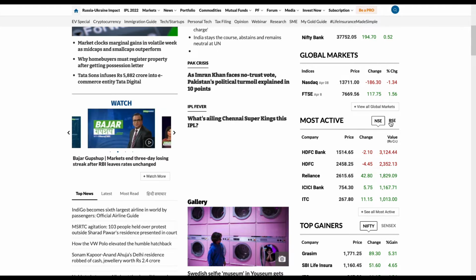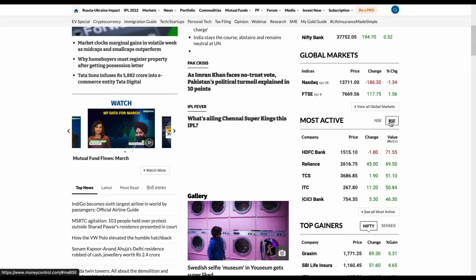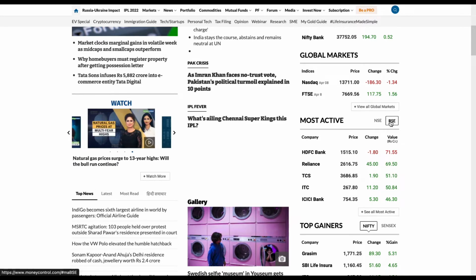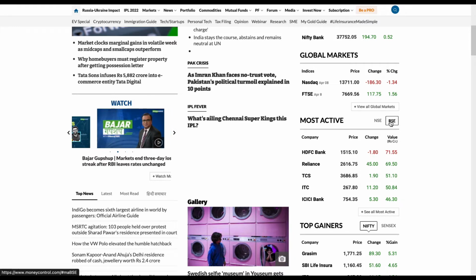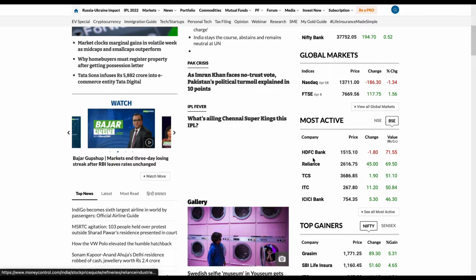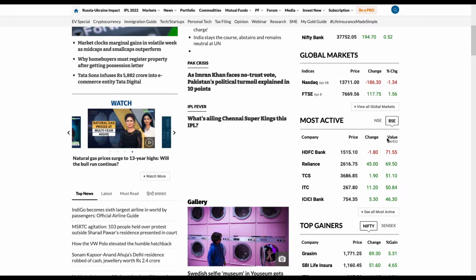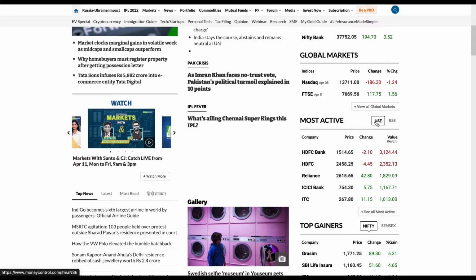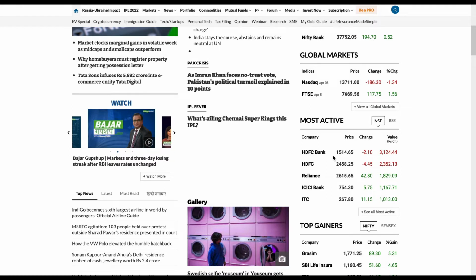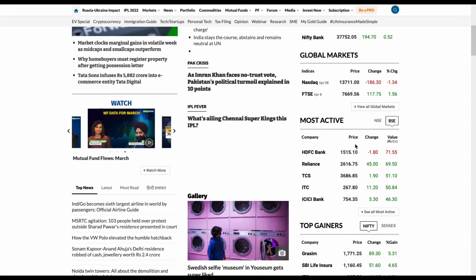Now, if you move on to the BSE, you will see a slight change in the names of the companies, because BSE entails more companies, and there can be more frequently traded stocks that are preferred in the BSE rather than the NSE. Here you can see HDFC Bank is similar, but Reliance has been introduced, and then there are several other companies. Again, the price change and valuation is given. The important pattern to note is that in the NSE right now, HDFC Bank is being traded at 1,514.65, whereas in the BSE, HDFC Bank is being traded at 1,515.10.